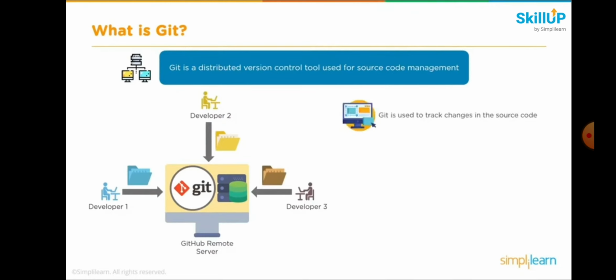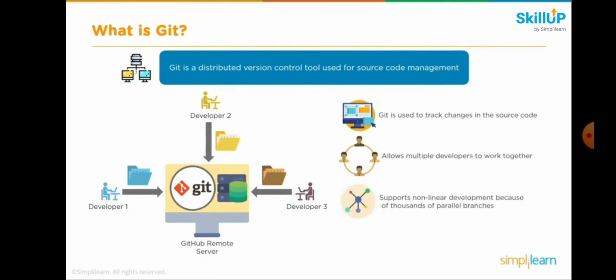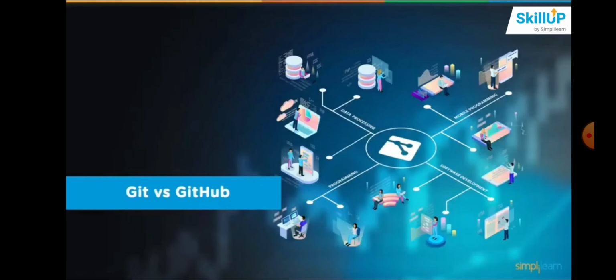Git is used to track the changes of the source code and allows large teams to work simultaneously with each other. It supports a non-linear development because of thousands of parallel branches and has the ability to handle large projects efficiently. So let's talk a little bit about Git versus GitHub.